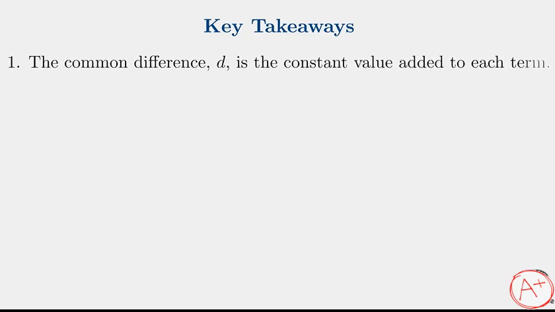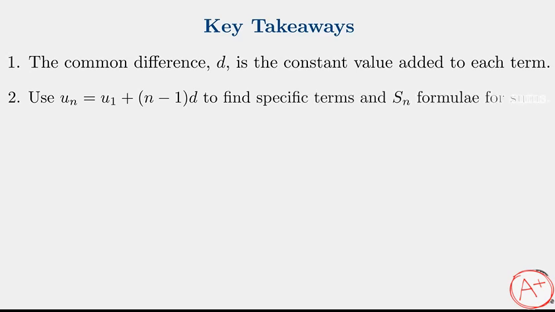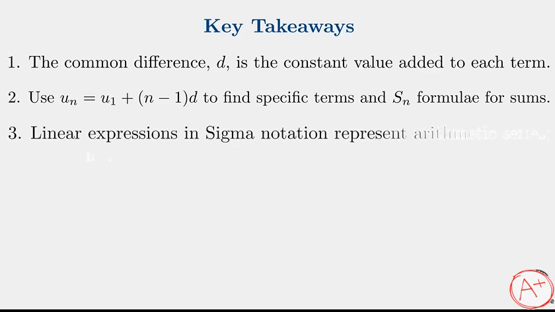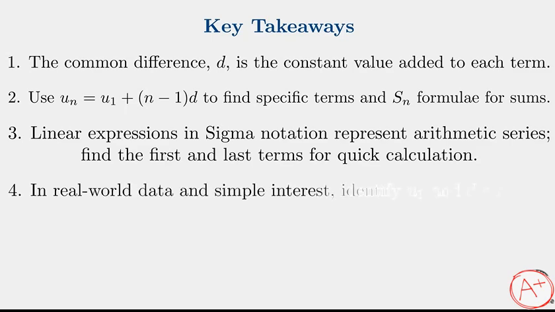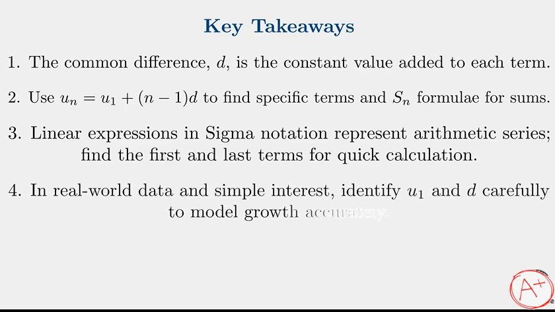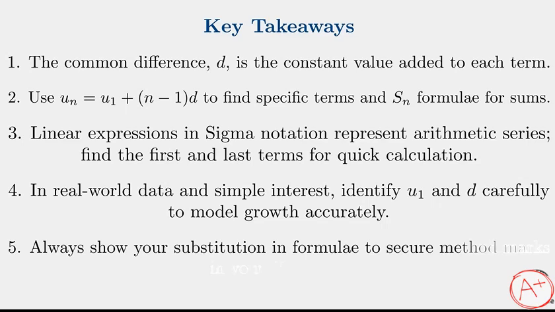To summarize our lesson on arithmetic sequences and series, 1. The common difference, d, is the constant value added to each term. 2. Use un equals u1 plus n minus 1 times d to find specific terms and Sn formulae for sums. 3. Linear expressions in sigma notation represent arithmetic series. Find the first and last terms for quick calculation. 4. In real-world data and simple interest, identify u1 and d carefully to model growth accurately. 5. Always show your substitution in formulae to secure method marks in your IB exams.